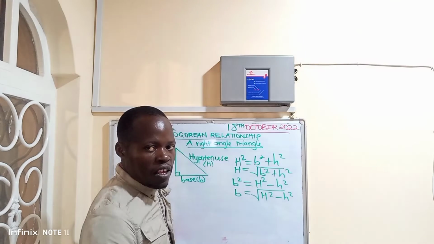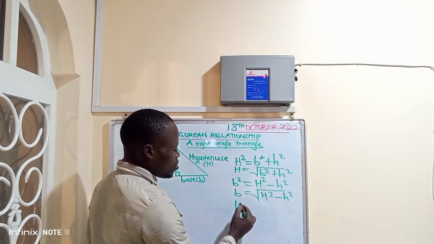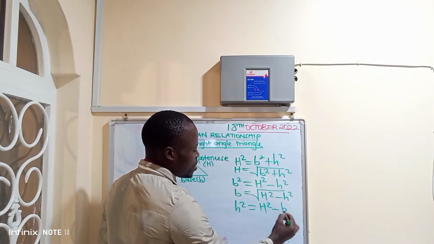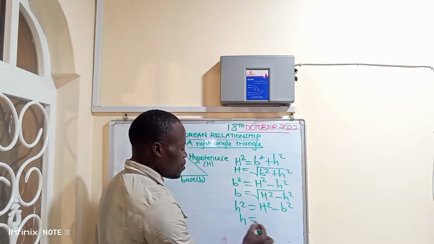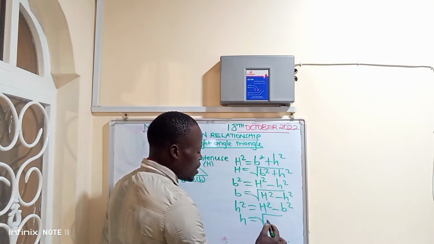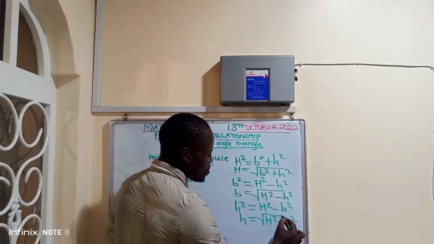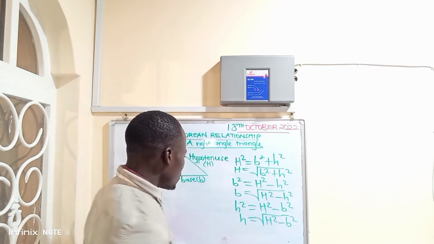Then finally, he said that when you want to get height squared, you should take the hypotenuse squared minus the base squared. That means if you want to get the height alone, you should get the square root of the square of the hypotenuse minus the square of the base. That is the relationship. Now we can have an example.